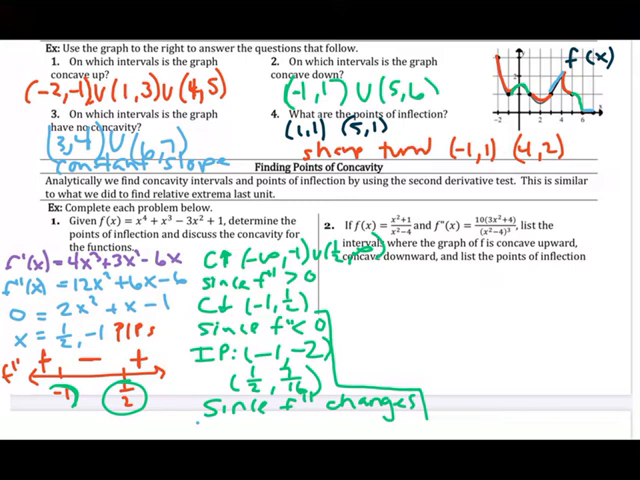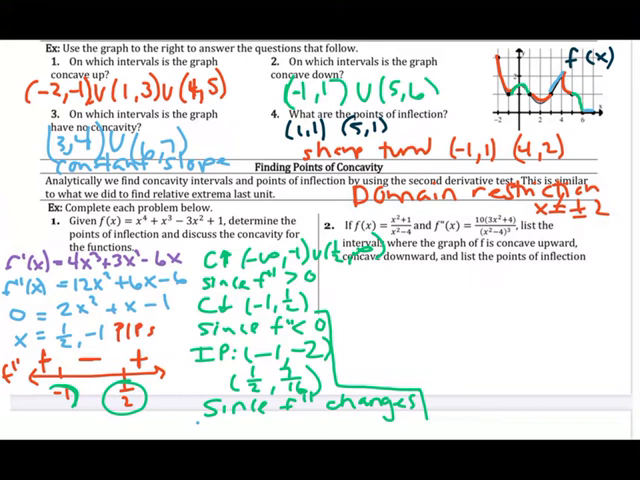Number 2 is giving us a function and a second derivative, and it says to list the intervals where the graph is concave up, concave down, and possible points of inflection. Something I want you to notice before we even get started, as I mentioned in Unit 2, looking at this original function, we need to identify there is a domain restriction here. X cannot be plus or minus 2.